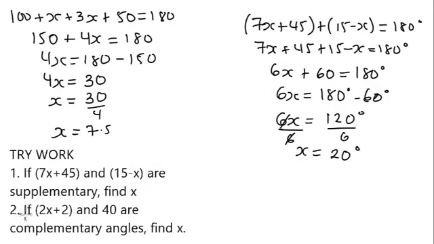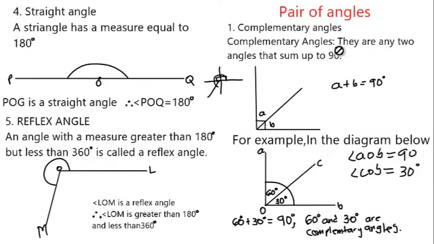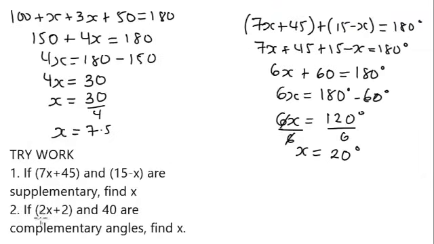Now let's move on to the second one. If 2x plus 2 and 40 are complementary angles, we have to find x. So let's go back to complementary angles. From complementary angles, we said that they are any two angles that sum up to 90 degrees. And so when we add the two angles, it should be equal to 90 degrees. And from the question here, we are given these two angles, angle 2x plus 2 and then angle 40. And by definition, complementary angles are any two angles that sum up to 90, which means that when we add these two angles, we should get 90 degrees.